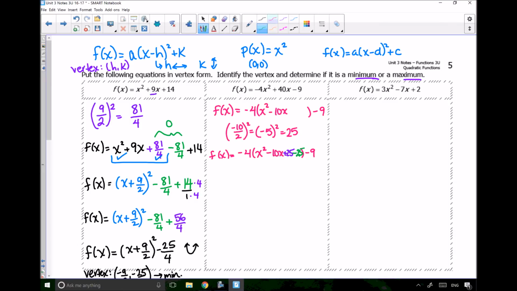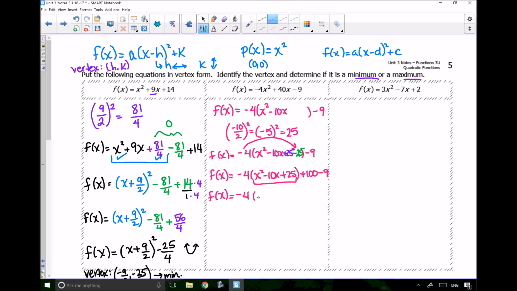So then, next thing I need to do is keep just the perfect square trinomial inside of my brackets. So it's just the first three terms, and then I'm going to distribute the -4 to the -25, and I get positive 100 minus 9 on the outside right here. Okay, so next thing I'm going to do is factor my perfect square trinomial.